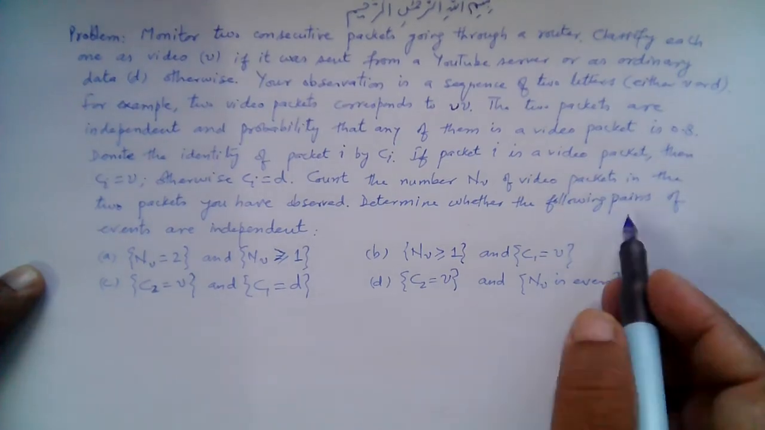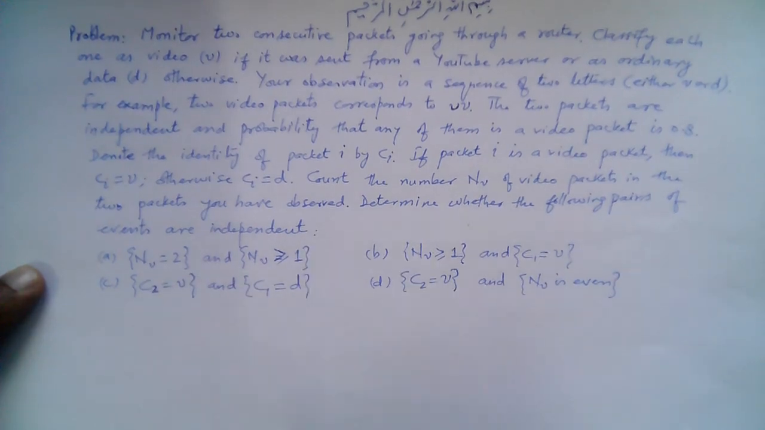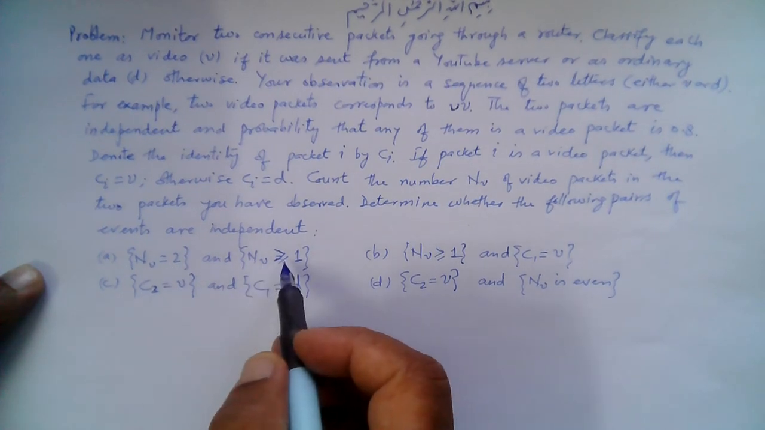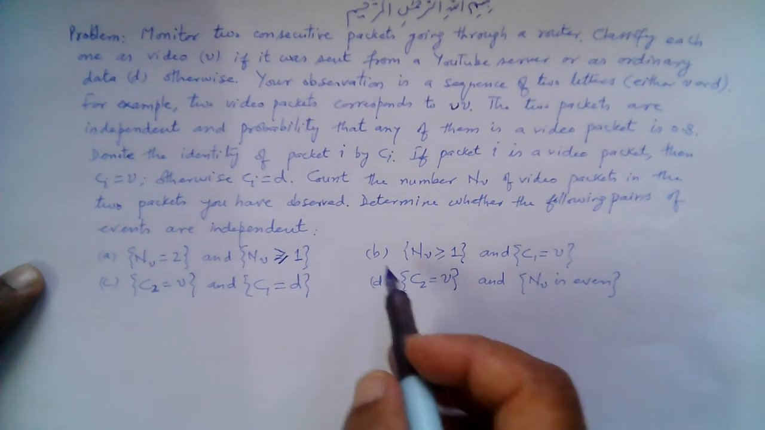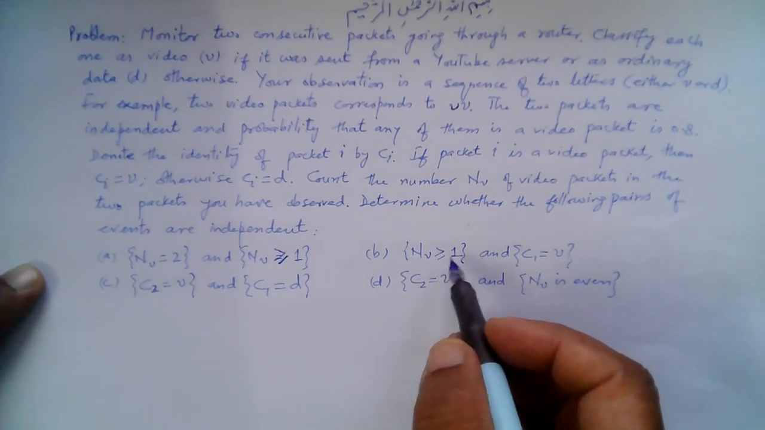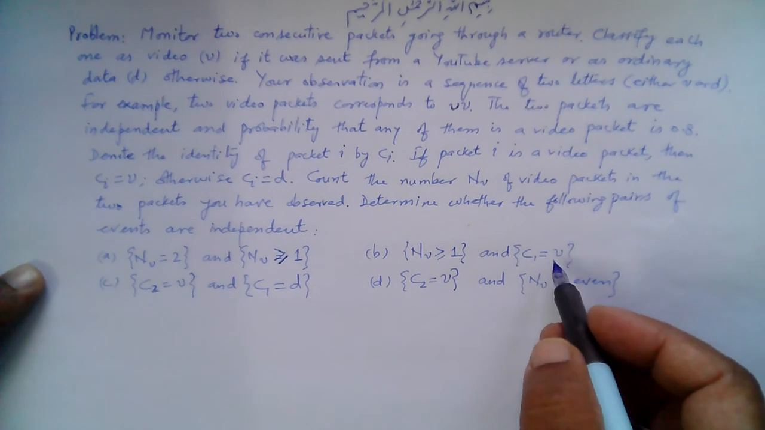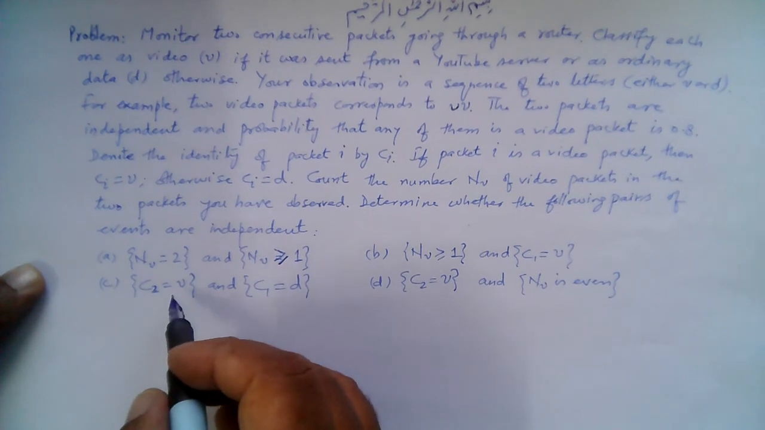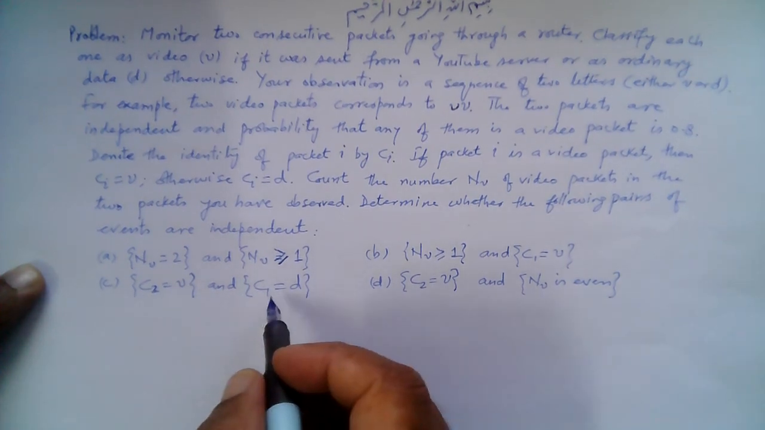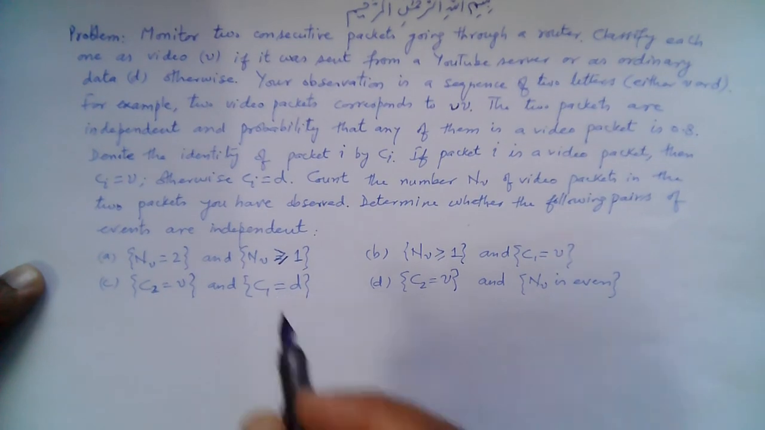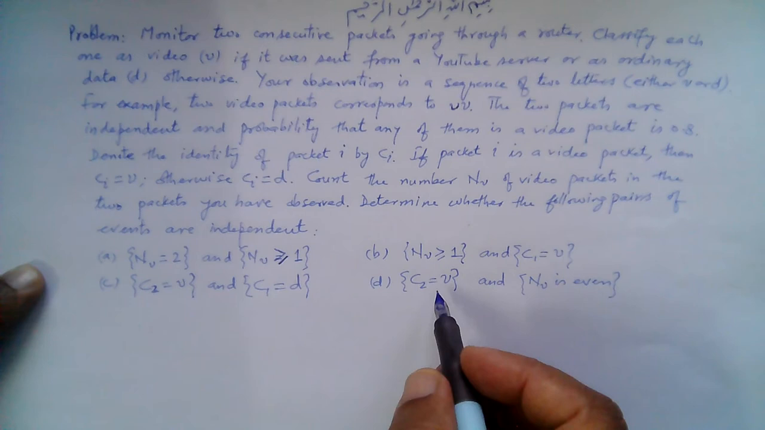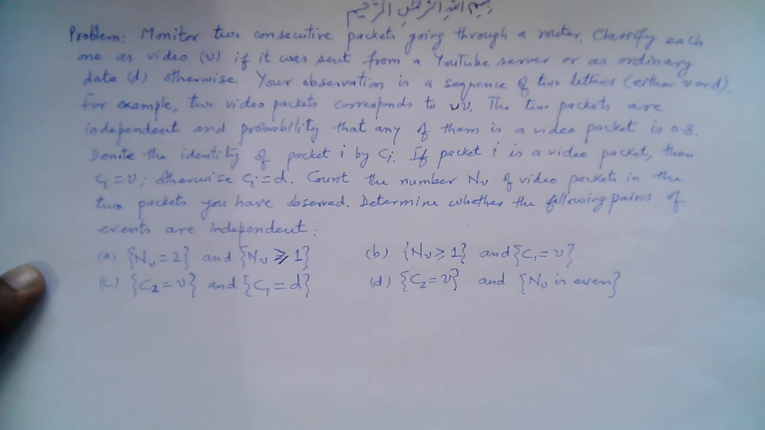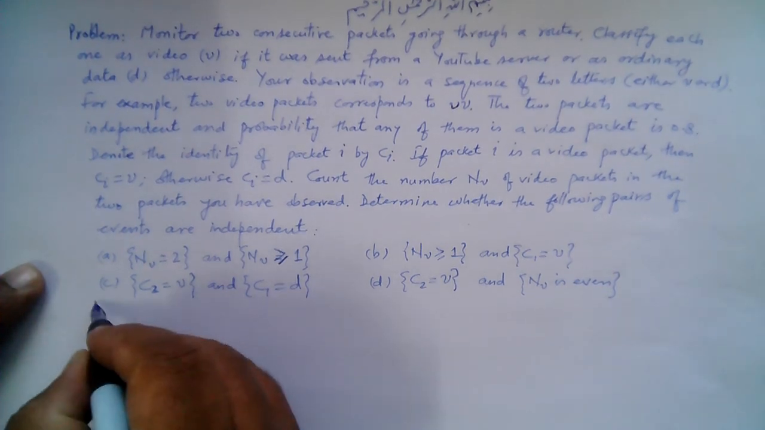Determine whether the following pairs of events are independent. Part A, event that NV is equal to 2 and event that NV is greater than or equal to 1. Part B, NV greater than or equal to 1 and C1 is equal to V. That is, the packet number 1 is a video packet, right? Part C, C2 is equal to V, that is, packet number 2 is a video packet, and C1 is equal to D, that is, packet number 1 is a data packet. Part D, C2 is equal to V, that is, the second packet is a video packet, and NV is equal to 1. So let's start with the solution.